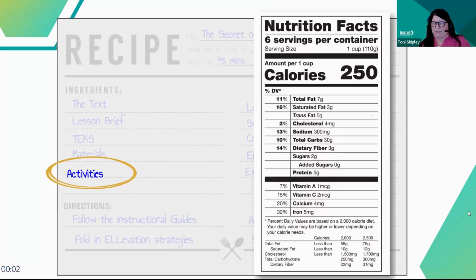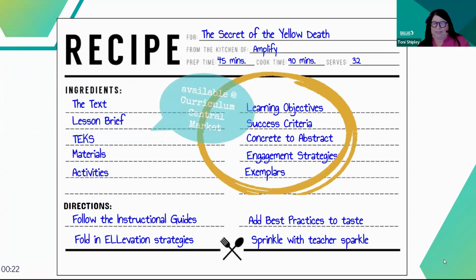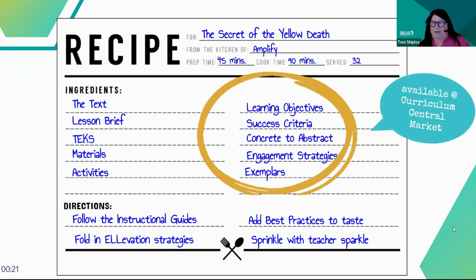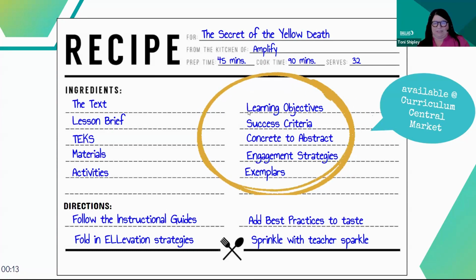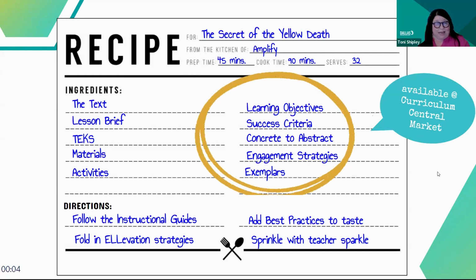Now we're going to look at some other ingredients to get our classrooms cooking. To find these ingredients on the right, we need to go shopping. So you guys know that we have Curriculum Central, but for our purposes tonight, we're going to call it Curriculum Central Market. And some of these things that are circled here are going to be available at our Curriculum Central Market. And we're going to go there now so that we can talk about how to find the IPCs where this information is located.